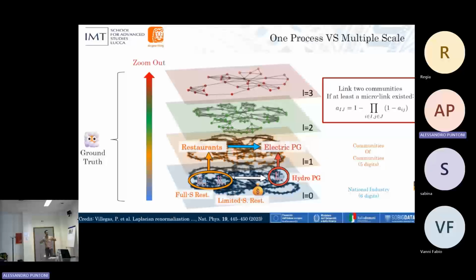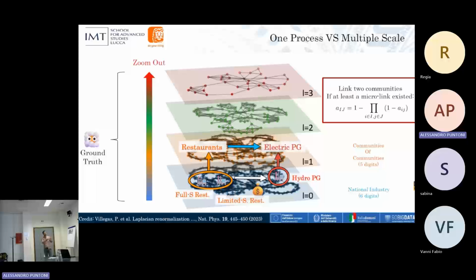Okay, so at level 1, there is a coarser definition of sector where the two kinds of restaurants are merged into one single sector identifying a restaurant. And now the hydroelectric power generator is merged with a fossil, for example, power generator into the electrical power generators. So you have level 1. You can also coarse grain the definition of the sectors at level 2, 3, and so on and so forth.